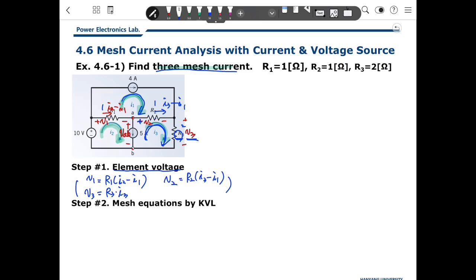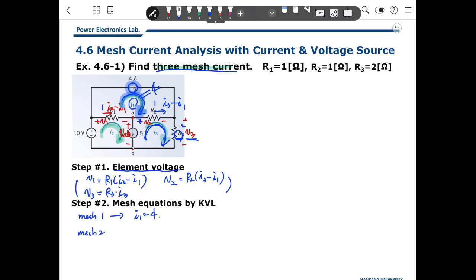We have 3 meshes, but why do we make mesh equations? The reason is to get the mesh currents. But in this case, in the first mesh, I1 is defined by this current source. This is a very good thing. Without any calculation, we get I1 is 4 ampere. So we don't need to make the mesh equation for the first mesh. From the first mesh, we get I1 is 4.